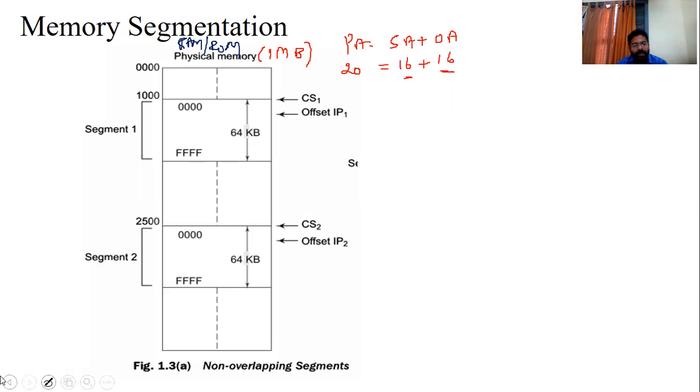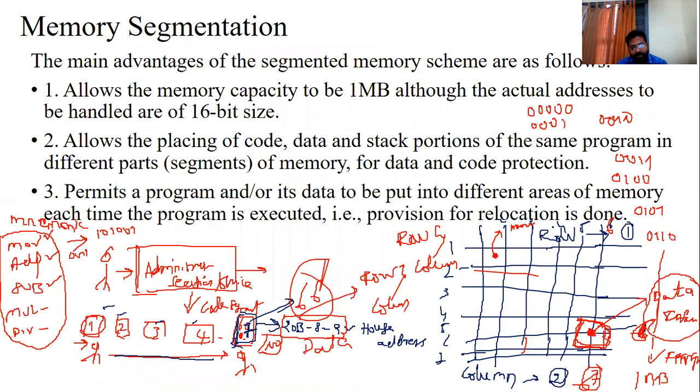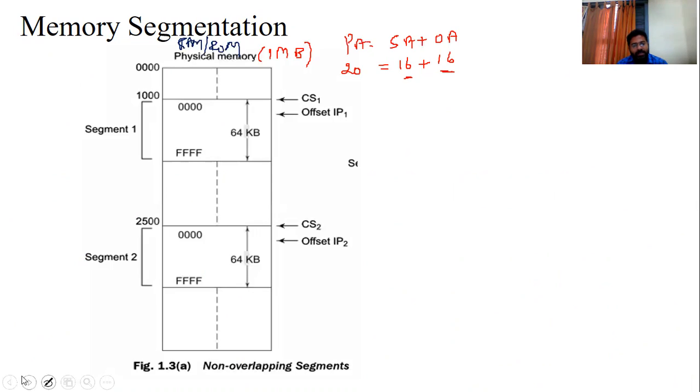To identify these memory locations easily, we divide the entire memory into segments: 16 segments. Segment 1, segment 2, and so on. How many segments are there? 16 segments. In the picture, they represent only two, for easy understanding.